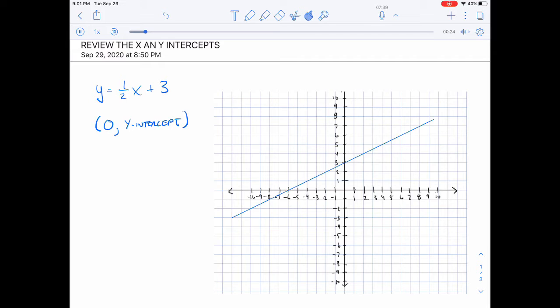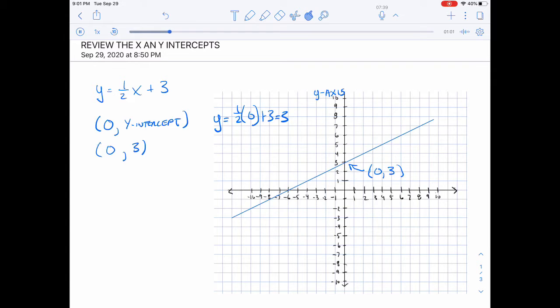Let's substitute 0 in for x into our equation, and we would get y is equal to 1/2 multiplied by 0 plus 3. So y would equal 3. So our y-intercept would be at 0, 3. And yes, that is where this line crosses the y-axis, at coordinate 0, 3.